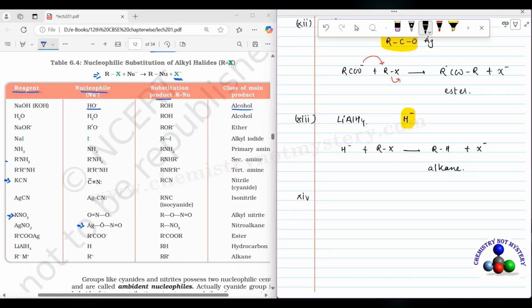Now come to the next reagent. The next reagent is an alkyl group when it is bonded with a metal. So when the alkyl group is bonded with a metal ion, this R negative ion acts as a nucleophile. When it reacts with alkyl halide, it will make a bond with the alkyl group and here you will get R-R, and the halogen is removed in the form of halide ion. So again this is an alkane, or you can say this is a hydrocarbon.